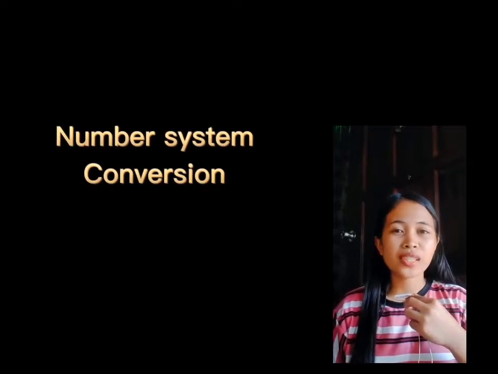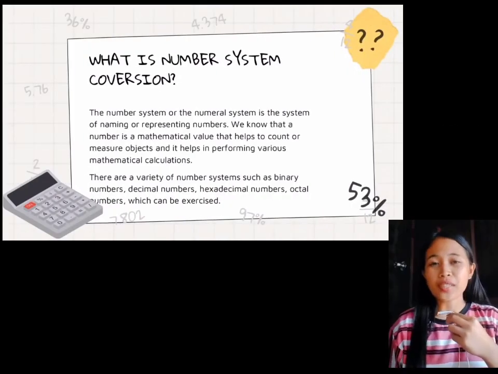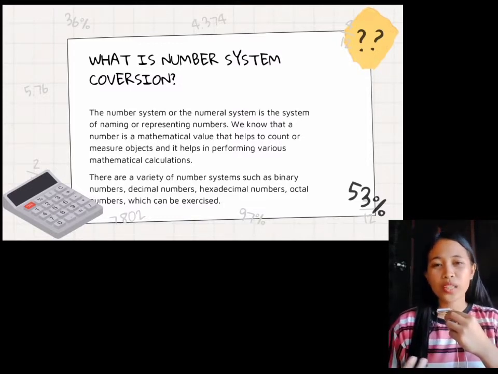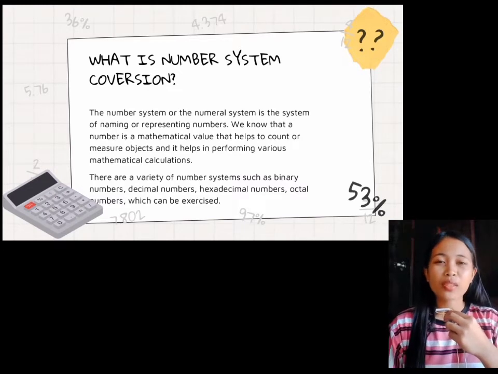I will discuss the introduction to number system conversion. So, what is number system conversion? A number system or numeral system is a system of naming or representing numbers. We know that a number is a mathematical value that helps to count and measure objects, and it helps in forming various mathematical calculations. In other words, number system conversion deals with the operation to change the base of a number.